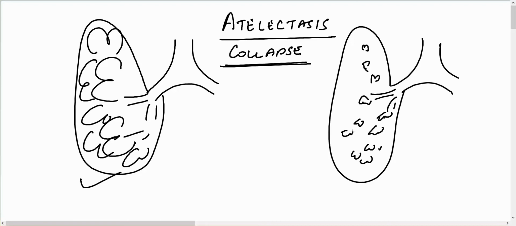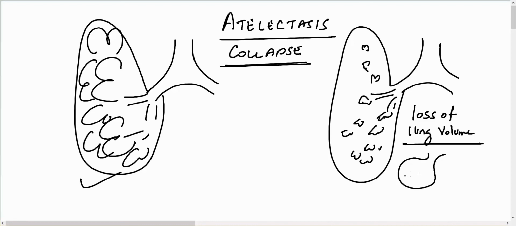What happens if there is collapse of alveoli? The amount of air that enters the lung is reduced. So that causes loss of lung volume. Why is it happening? Because the air space, that is the alveoli, cannot expand. So because of this there is loss of lung volume.